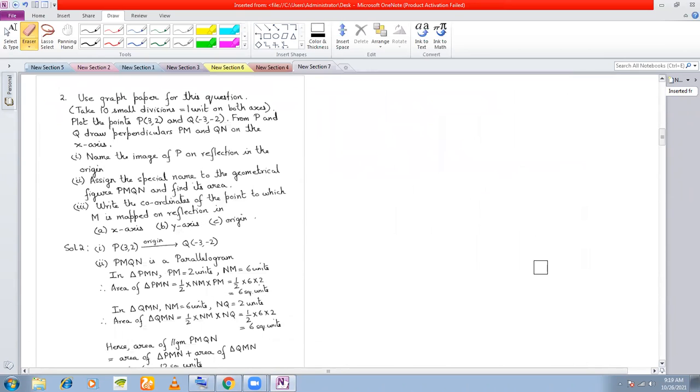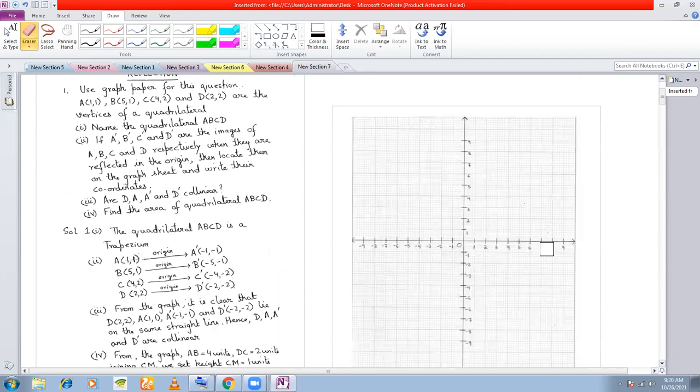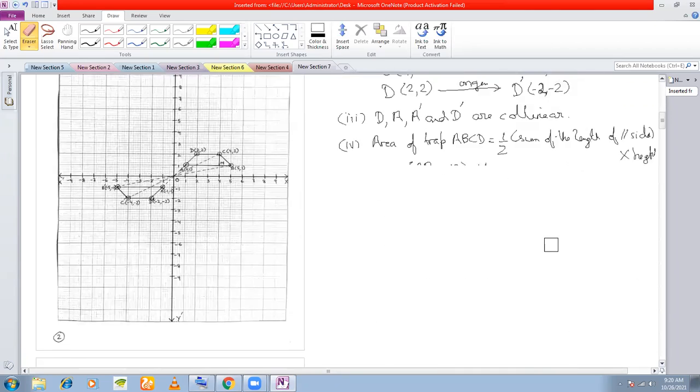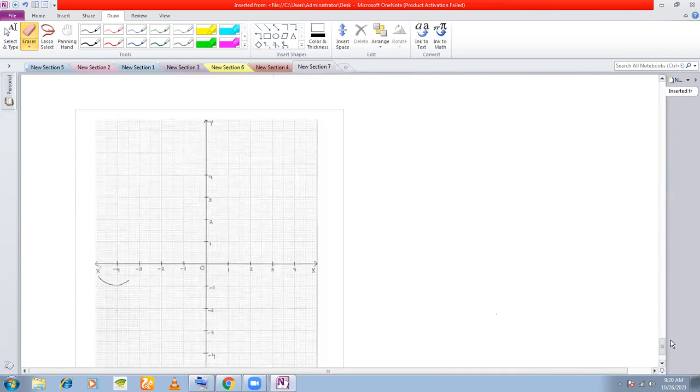Okay. The next problem here is: use graph paper for this question. Take 10 small divisions equal to 1 unit on both the axes. Now here you don't have to decide the scale. They have already given you the scale. The scale is 10 smallest divisions equal to 1 unit. In this graph paper, 5 divisions is equal to 1 unit, so you cannot use this. Therefore, 10 divisions equal to 1 unit means we are going to use the other graph sheet.